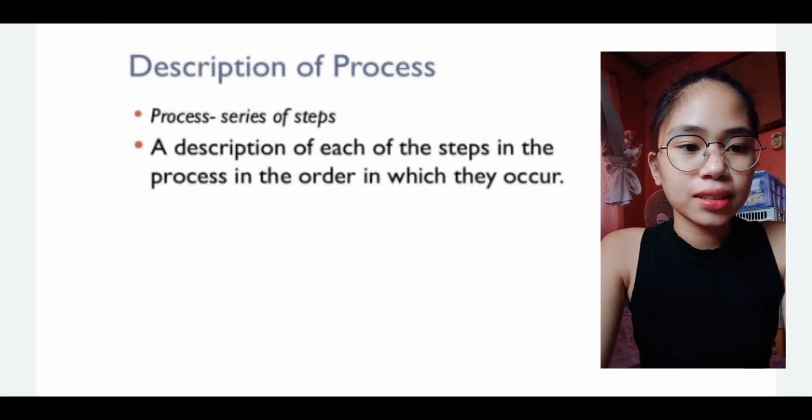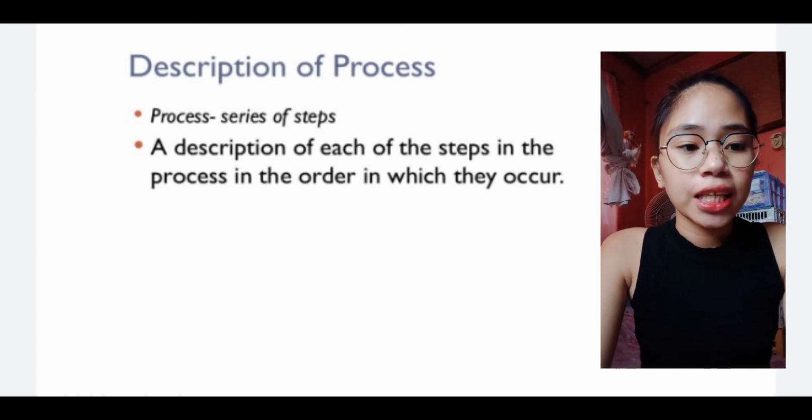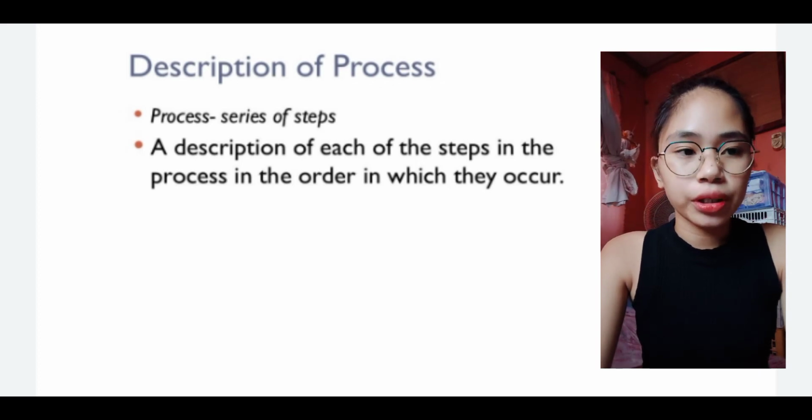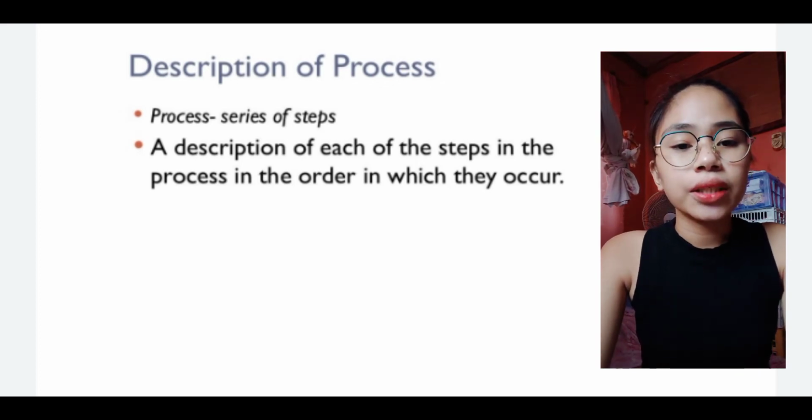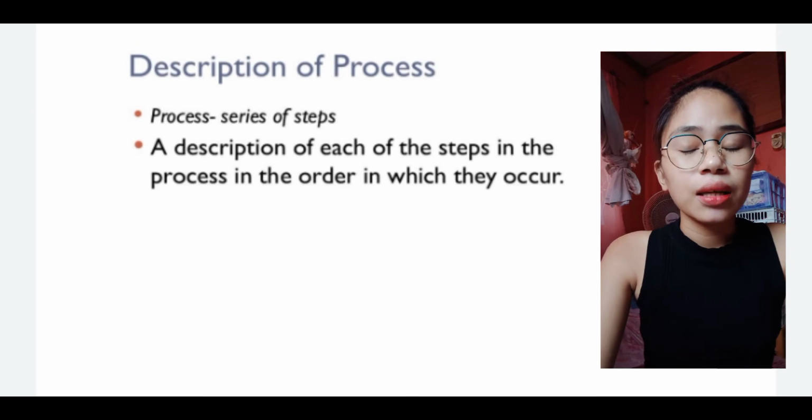Description of process. A process is a series of steps. It is a description of each of the steps in the process in the order in which they occur. So, it explains the arrangement of sequence in chronological order. In organization, it is similar to mechanism description, except that it is not part by part; this process description is step by step.